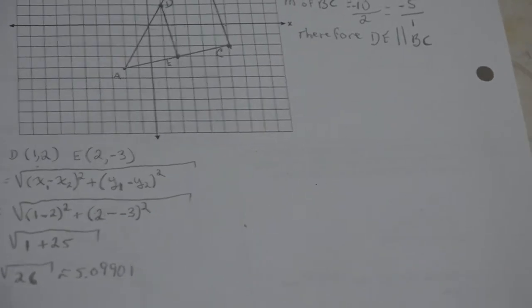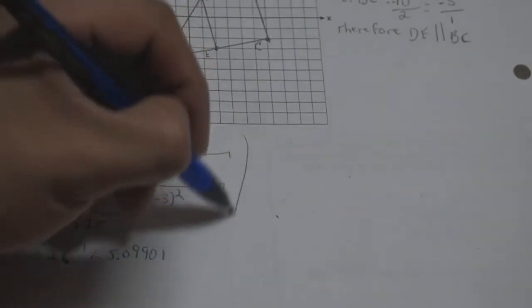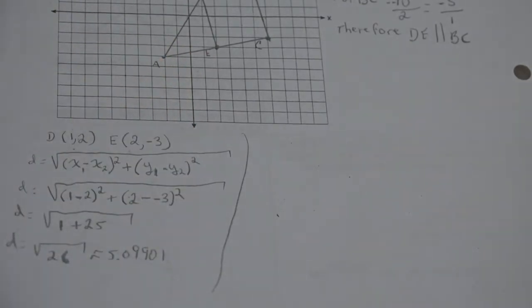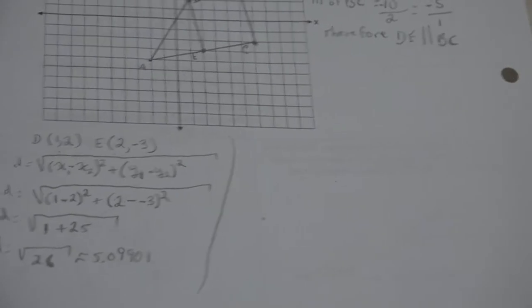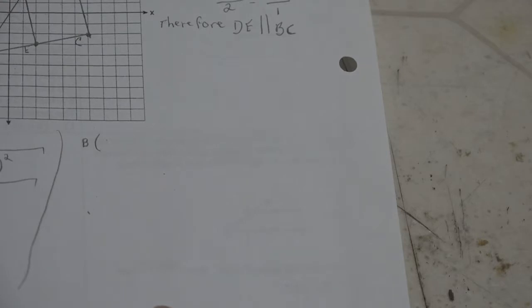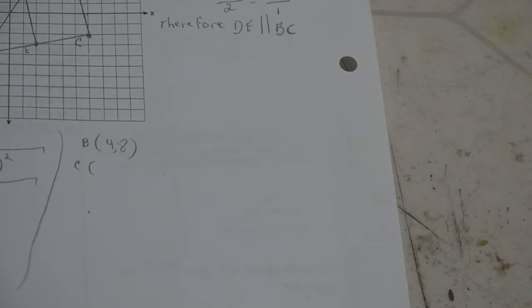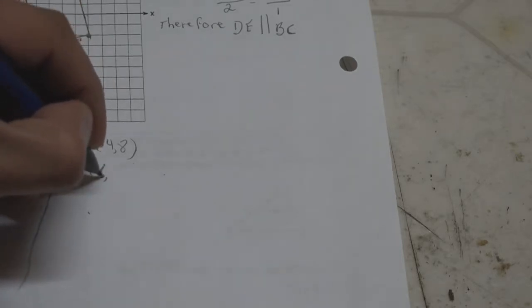Cool. Now let me find out the distance of BC. I'm not going to take this away, I'm just going to go here. Let you copy. Now I'm going to find the distance of BC. What are the coordinates of B and what are the coordinates of C? The coordinates of B are 4, 8. The coordinates of C are 6, negative 2.